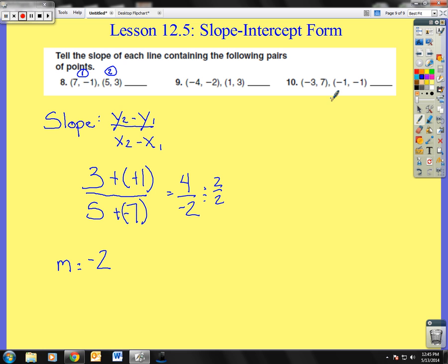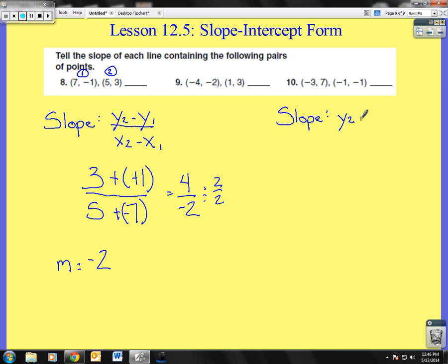I will try number 10 here. Same thing. Slope is y sub 2 minus y sub 1 when given these ordered pairs. I can't plot the x-intercept, so that's not going to help me, so I have to do y sub 2 minus y sub 1 over x sub 2 minus x sub 1. I will then label, this is the first ordered pair, this is the second ordered pair. I will now place those in order, so I have negative 1, because that's y sub 2, minus 7 over the second x value, negative 1, minus the first x value, which is negative 3.